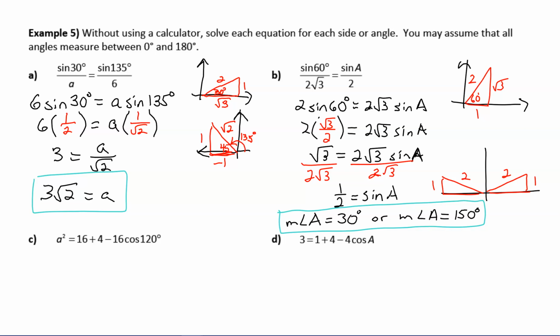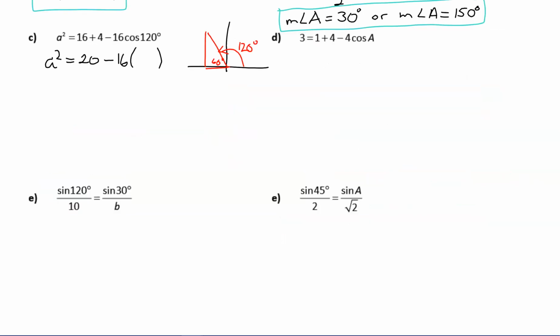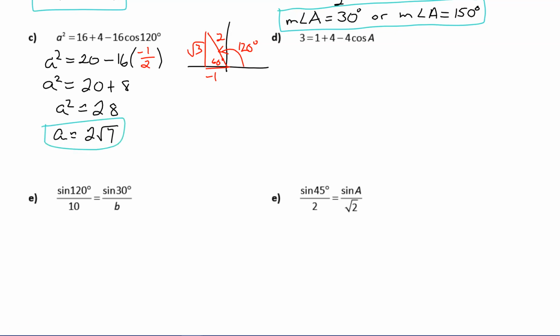In C, we have a squared equals 16 plus 4 minus 16 cosine of 120. We can do some of the arithmetic. 16 plus 4 is 20, and then we can find the cosine of 120 and multiply it by 16. If we draw a 120-degree angle, its supplement 60 is the reference angle. Its adjacent side is negative, and so cosine of 120 is negative 1/2. Performing the further arithmetic, we get a squared equals 20 plus 8, and if a squared equals 28, then a equals 2 root 7. All right, try D on your own.